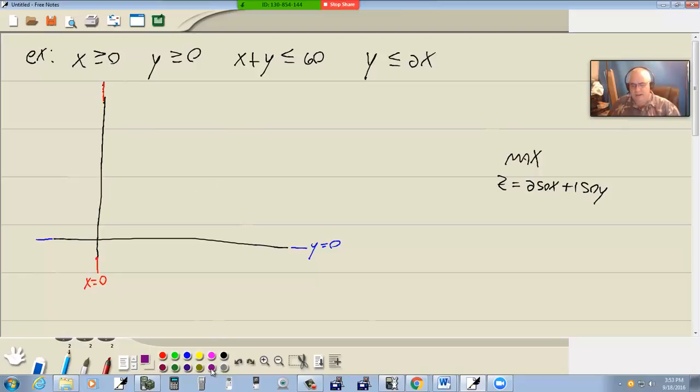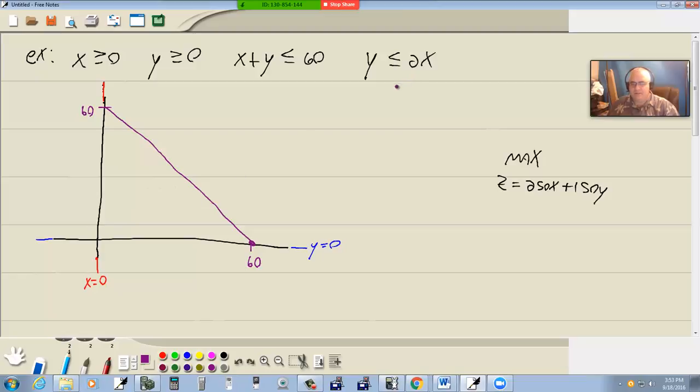And then we got x plus y equal to 60. Well, if I put a 60 here, and I put a 60 here, this line is going to pass through there, and since it's a less than or equal to, I'll do it fast so I can draw a straight line. There. Then it's going to be in this area right now.